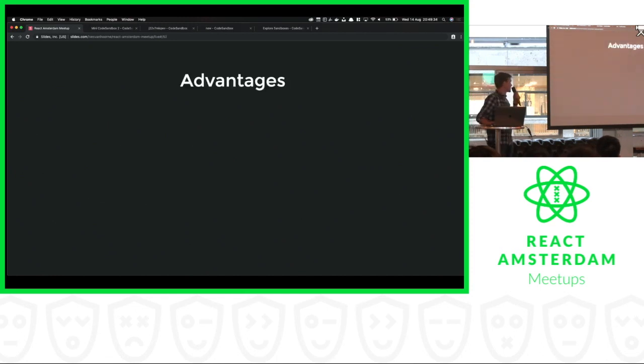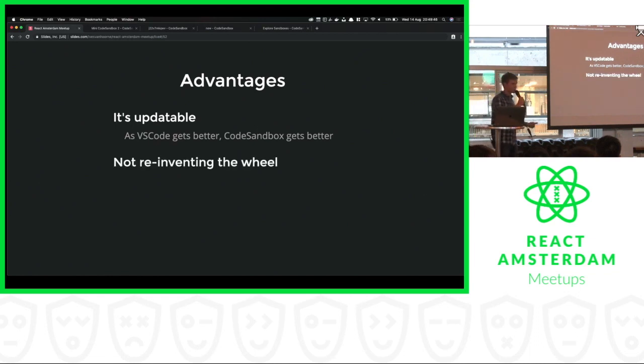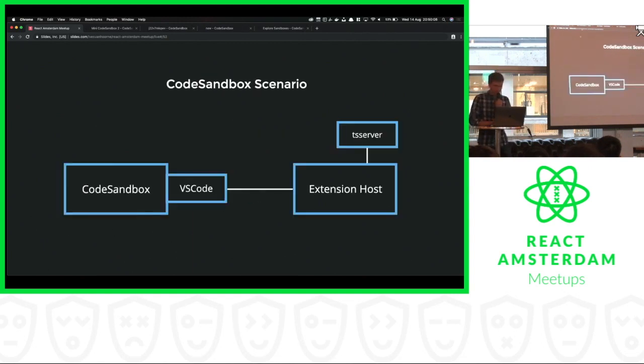But the advantages are also big. It's updatable, so every time that VS Code has an update, we can merge it, we can take a day, and we'll have the new VS Code in CodeSandbox. We're not reinventing the wheel. I even found some new features in VS Code while implementing it in CodeSandbox, which is really cool. And you can stay familiar with the existing editor. We do now also have extension support. You cannot install your custom extensions yet, but that's one of the plans for the future. But it works very much like your own editor. And this is the final implementation.